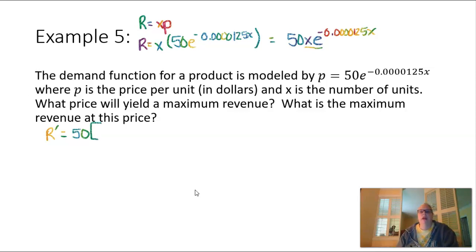So we'll have x times the derivative of e to the negative 0.0000125x, which is e to the negative 0.0000125x times the derivative of that exponent, which is negative 0.0000125, plus the second, which is e to the negative 0.0000125x, times the derivative of the first, but the derivative of x is just 1.